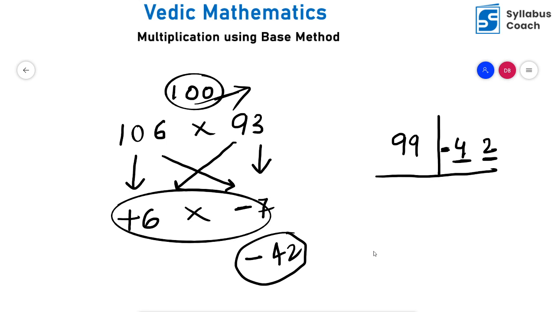But minus 42 is something which we cannot write in the answer. So therefore minus 42 means we have to subtract this number from 100. What is it? We have to subtract this number from 100. So it becomes 58. As it is negative, you have to subtract from the 100, which is the base, and then the answer to this question is 99 58. Students, hope all of you are clear with this concept.